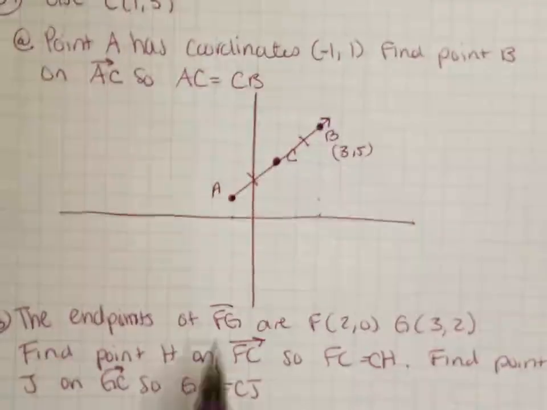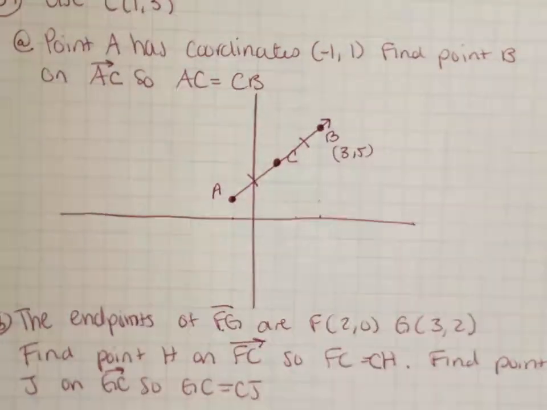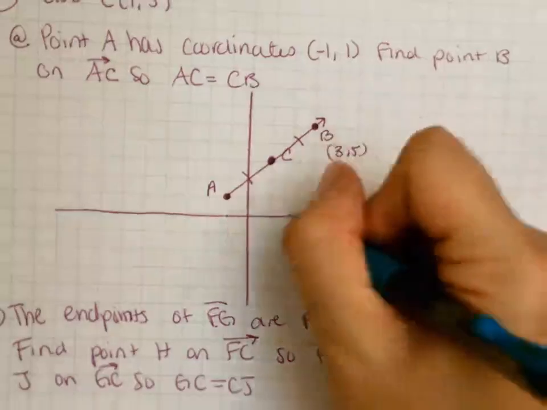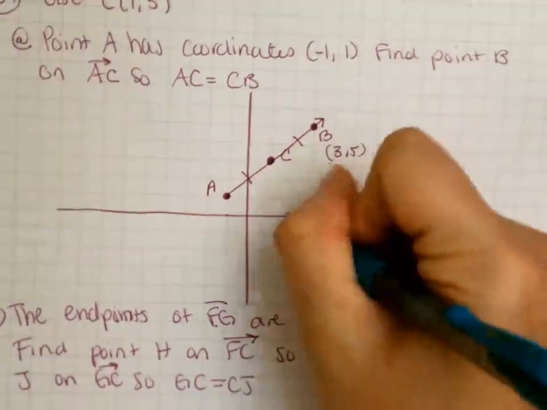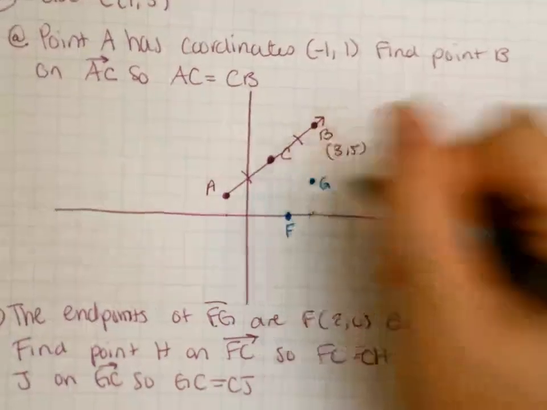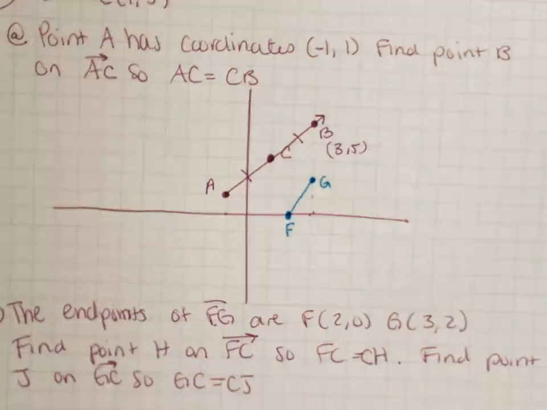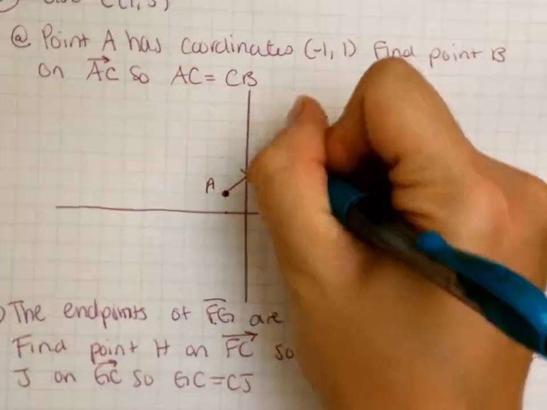The endpoints of FG are F at -2, 0, and G at 3, 2. Find point H on FC so that FC equals CH. Find point H on FC. Okay, so I guess I have a C here at 1, 3.